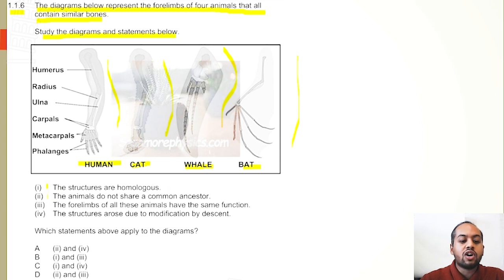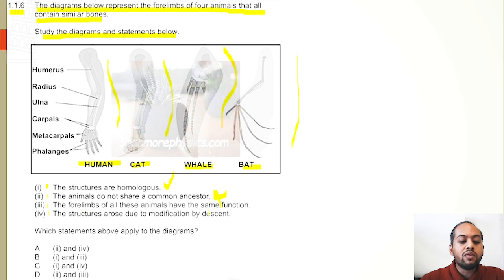The animals do not share a common ancestor. The 4 limbs of all these animals have the same function. The structures arose due to modification by descent. Which statements above apply to the diagrams? So the structures are homologous. Yes, they are. The animals do not share a common ancestor. They do, so that's wrong.